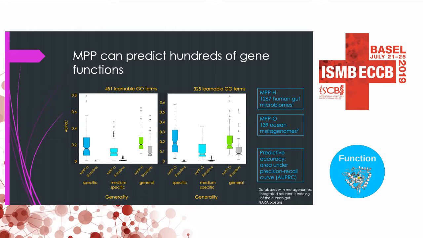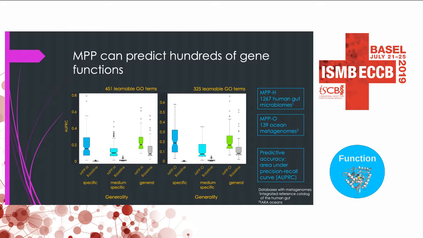So to answer the question whether we can predict a broad range of gene functions with MPP, we constructed two MPPs. First, named MPP-H, is composed of around 1,200 human gut metagenomes from the Integrated reference Catalog of the human gut database. The second, named MPP-O, is composed of 139 ocean metagenomes from the Tara Oceans database.